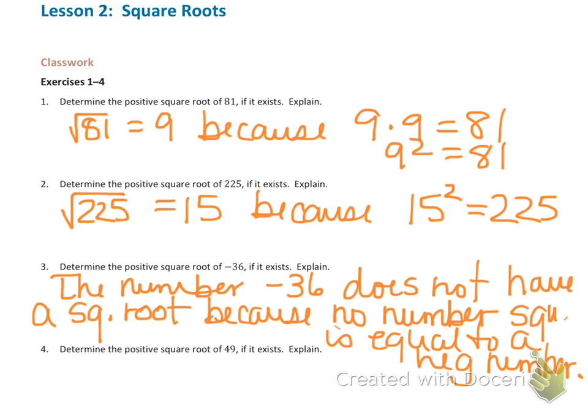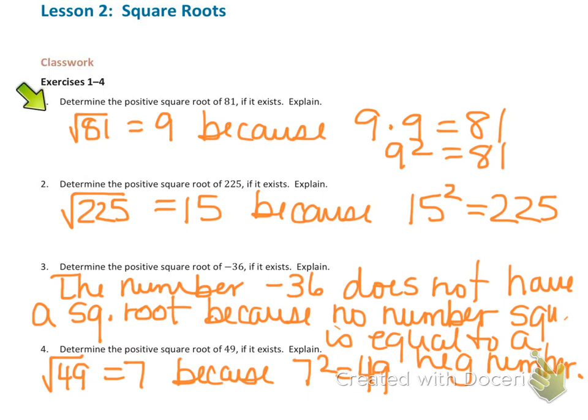All right. Determine the positive square root of 49. Well, the square root of 49 is equal to 7 because 7 squared equals 49. Okay. All right, so we have just been introduced to this symbol, and you may not have seen it. It looks like a division symbol, but it's not. It means the positive square root of whatever number is under the bracket here.